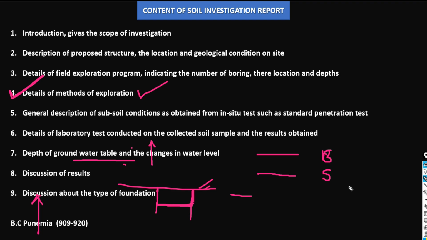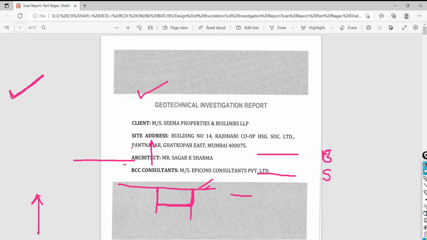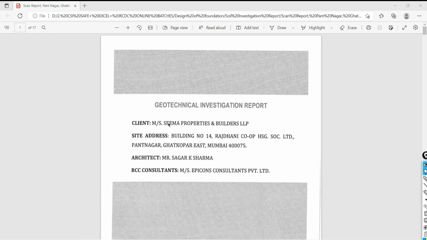What type of footing will be best will also be suggested by your soil investigation report. For example, on the first page of your report, the client name, the name of the owner, will be written there. The address will also be written there. Who is the architect, and who is the RCC consultant, will also be written there. Every basic piece of information about the project will be there in your soil investigation report.